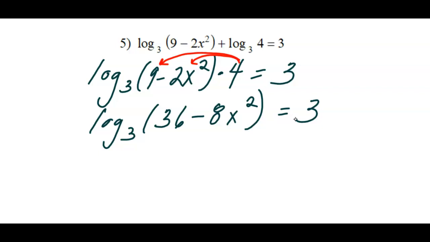Okay, so now it's all condensed. We have a log on one side, a number on the other. So for this one, we have to go into exponential form. So 3 to the third equals 36 minus 8x squared. And 3 to the third is going to give us 27.